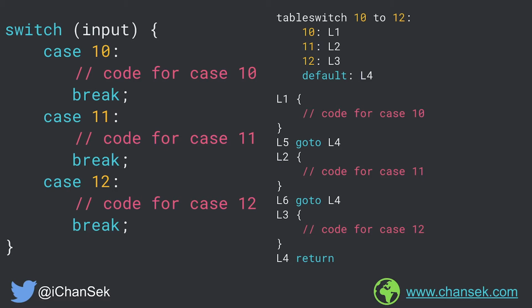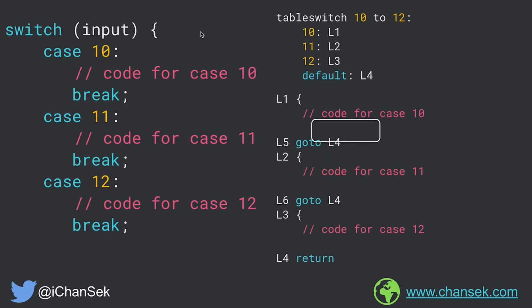Now let's understand it in detail by taking an example. Let's say the value of the input is 14. The JVM executes the tableswitch by checking whether the input value is in the range of 10 to 12 or not. Since it is not, it goes to the default offset and from there it executes the command which is written in the L4 label.